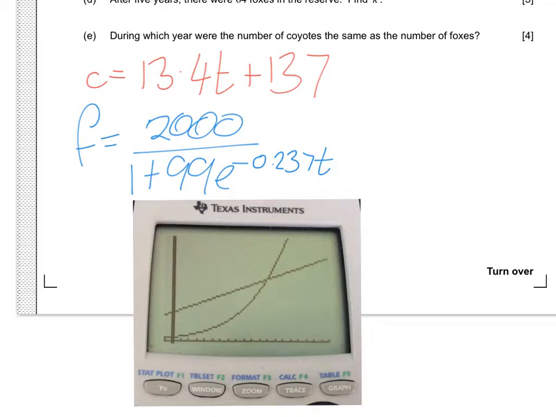Once you've graphed those two things, they'll look something like this. And you just go to the calc menu again and look for the intersect button, which is number 5. Select the two curves, follow the instructions, and your calculator will tell you that this intersection point here is at 12.0. So time is equal to 12 years. And that's your final answer.